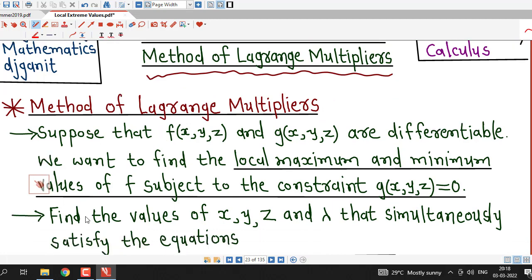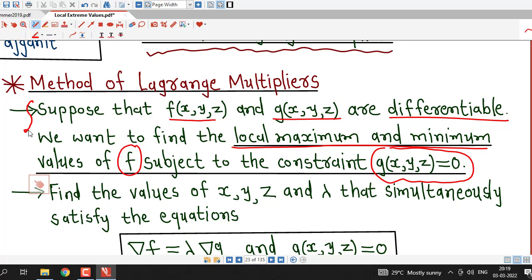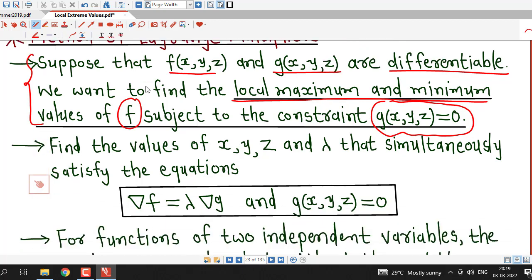So here I have written this. Suppose that f of x, y, z and g of x, y, z are differentiable. Suppose we want to find the local maximum and minimum values of function f subject to the constraint g of x, y, z equal to 0. This is the structure of problem in which we will apply the method of Lagrange multipliers.